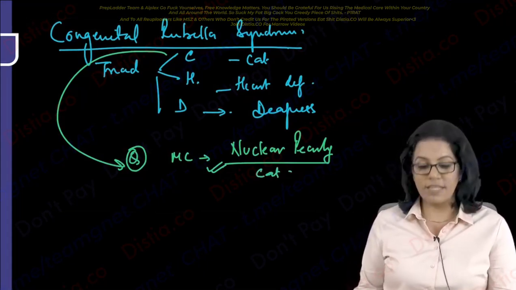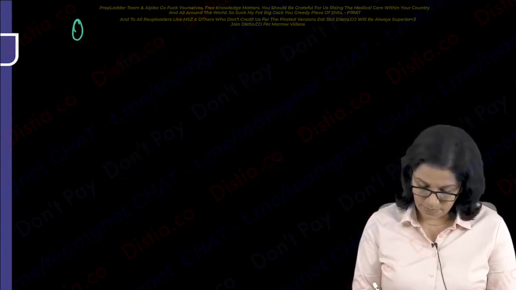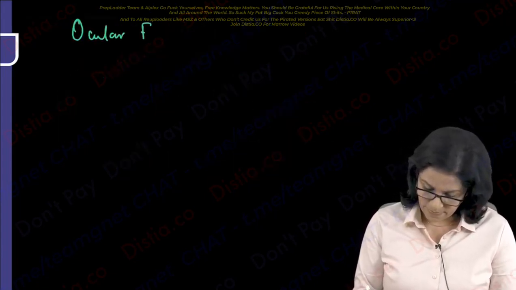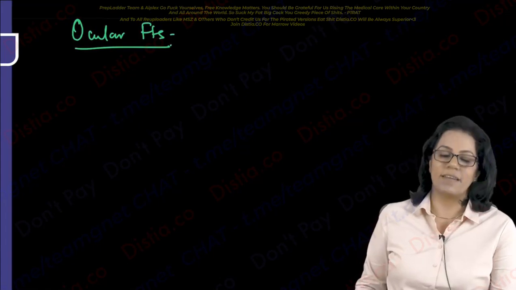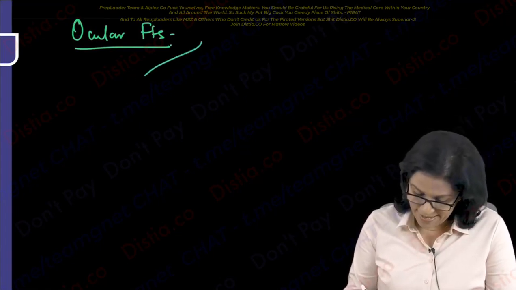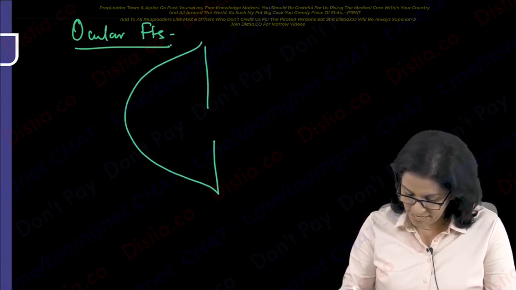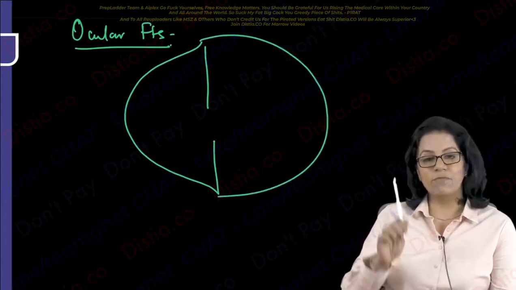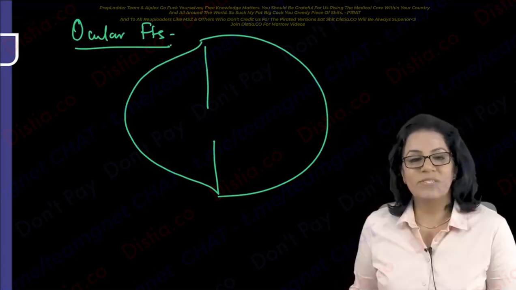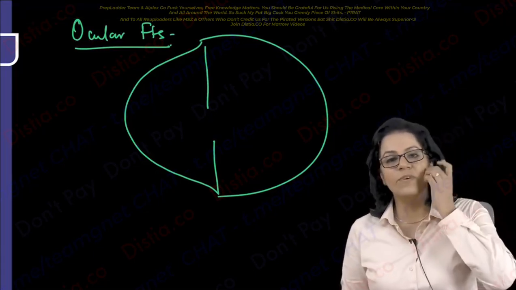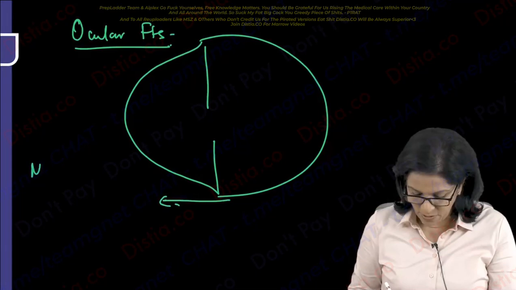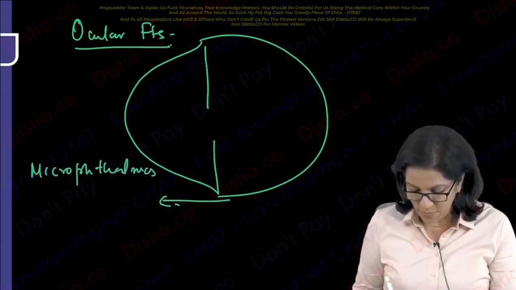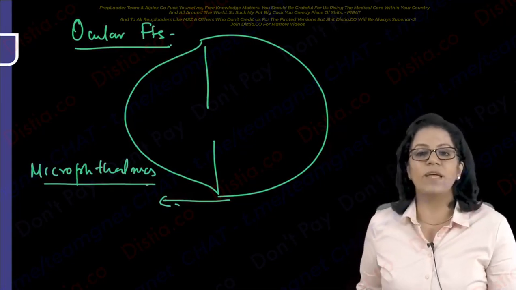Then we talk about what are the other ocular features. Ocular features of rubella. So, can we make a diagram? In my style, we will learn by making a diagram and labeling it. We have to start thinking from outside to in. So, what will happen in the eyeball? All of you, what will happen in the eyeball? So, first thing is microphthalmos. Right? So, what you are getting in rubella is small eye or microphthalmos.